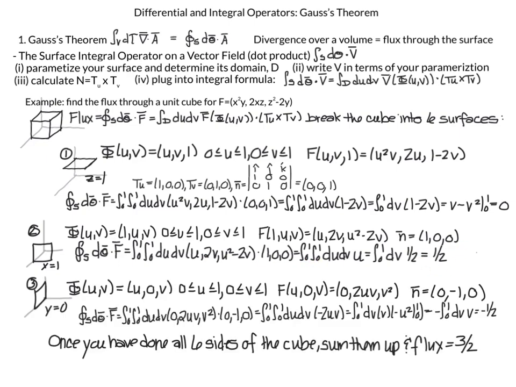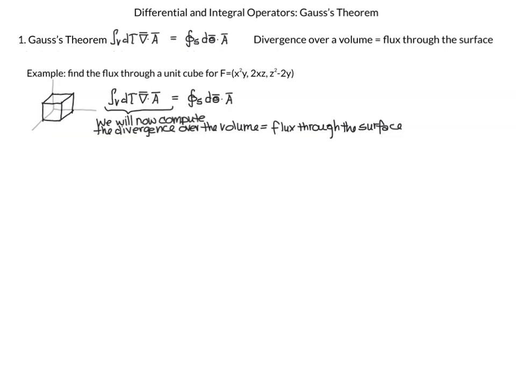To save us some time, I'm not going to do all 6 surfaces. I do have the calculations for the third surface here. That's this one here at y equals 0. Also note the normal means I'm going to be pointing in the negative y direction. And I'll let you do the other 3 surfaces, but once you have done all 6 sides of the cube, you can sum up all the fluxes and you should get 3/2.